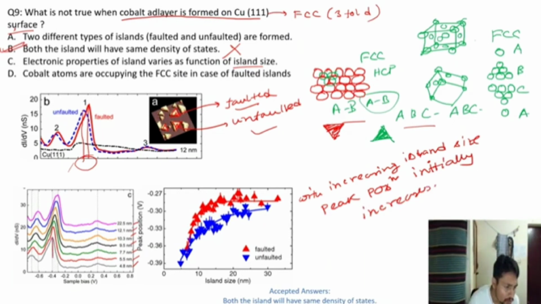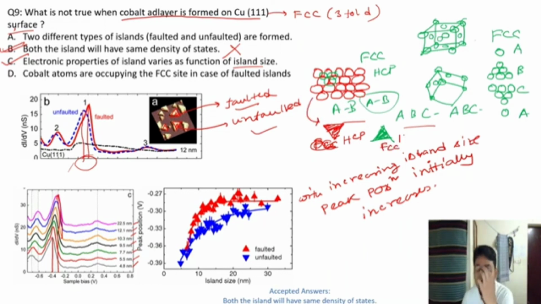So this is the peak position of a small island, and this is the peak position of the big island. So actually it is going towards somewhat less negative. That means it is increasing in the positive direction. So with island size, the electronic properties actually vary. Cobalt atoms are occupying the FCC site in case of the faulted island. Yes, I said this is due to the FCC and this is due to the HCP. This is due to HCP because it is red HCP, and this is due to FCC.